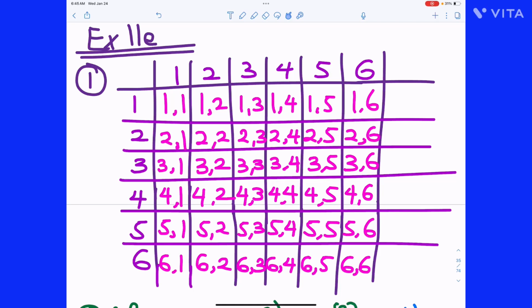Hello, good morning and welcome. This is our last chapter on the exercise we are treating on probability, exercise 11E.